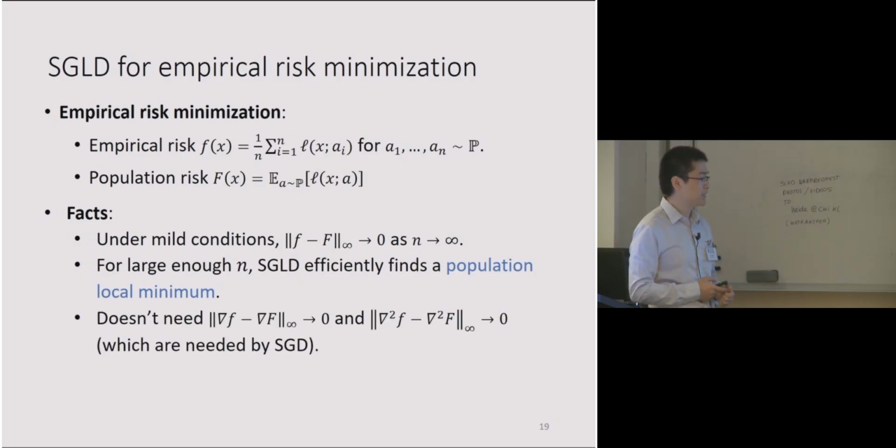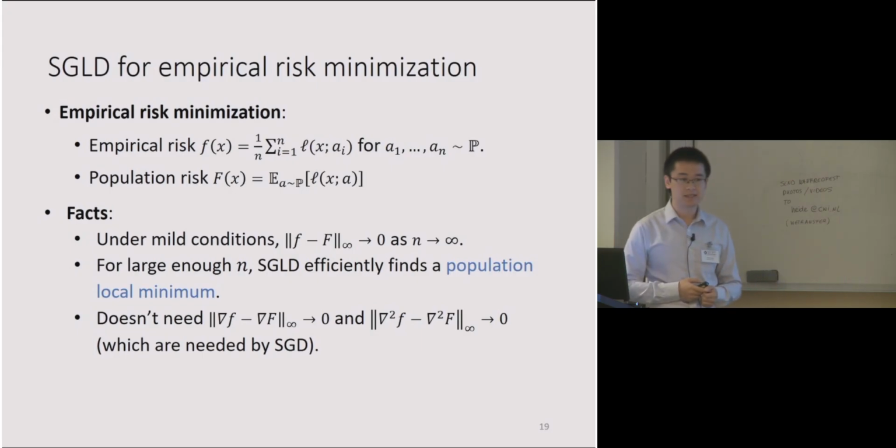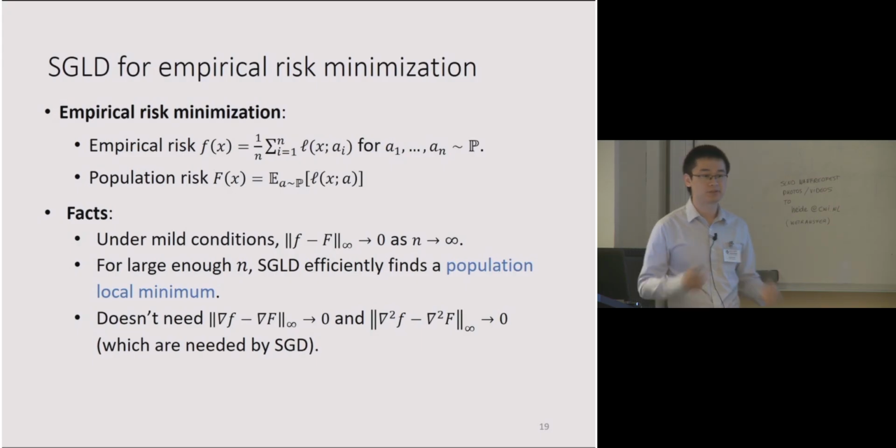Because for SGD to guarantee the same optimality guarantee, it must require both the gradient and the Hessian matrix to converge to that of the population risk. But for SGLD, it only requires the function values to uniformly converge, which can be satisfied under much weaker assumptions.